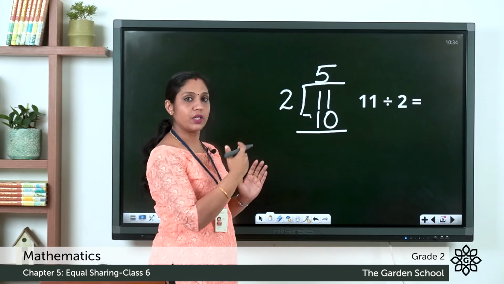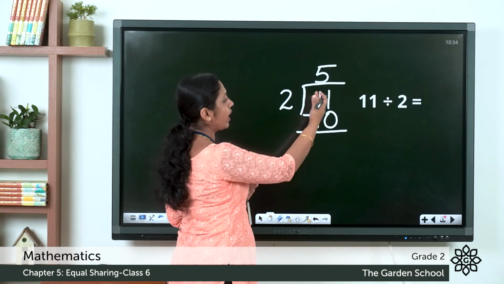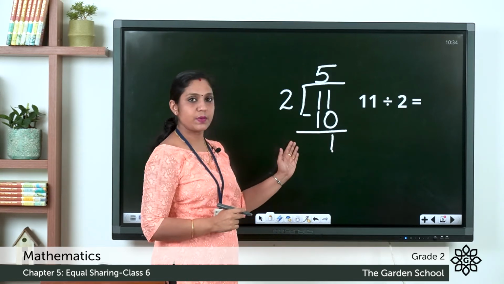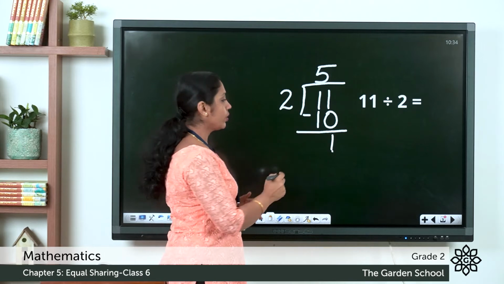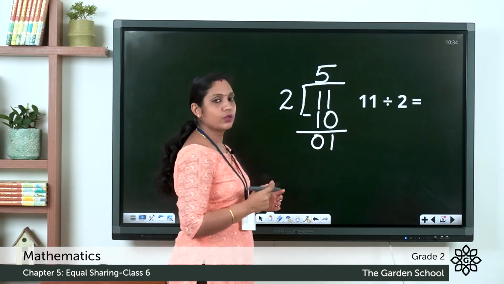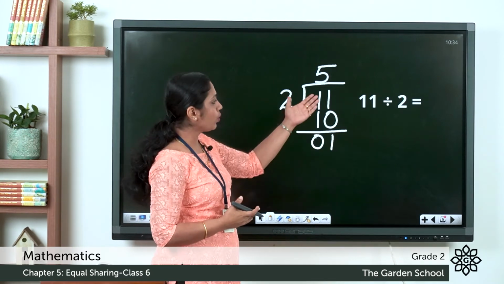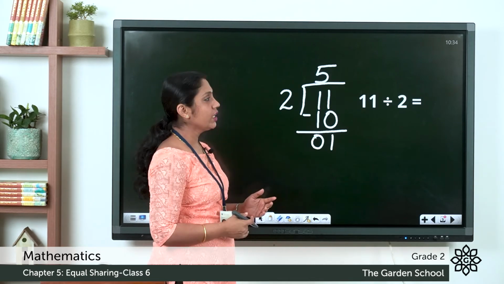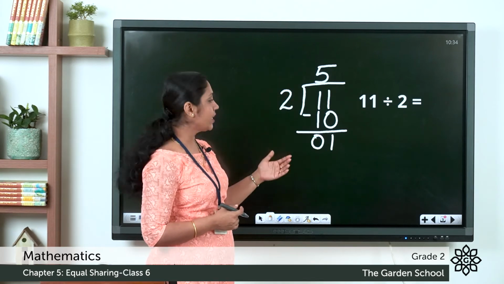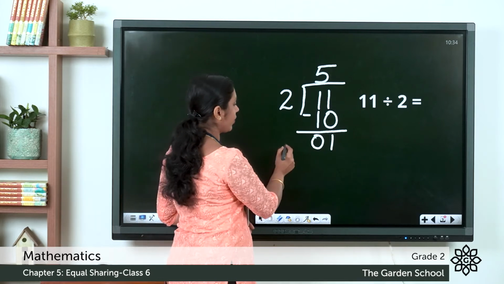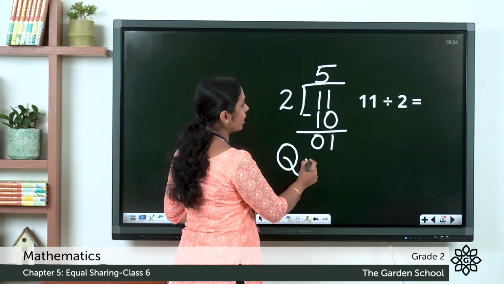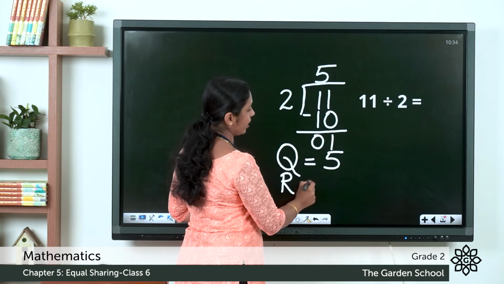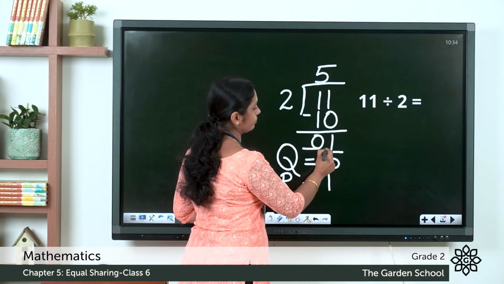Now subtract from the ones place first. So 1 minus 0 is 1. And in the tens place we have 1 minus 1, so it is 0. So our division is finished because there is no other number to divide. Now what is the answer? 11 divided by 2. Quotient is 5 and the remainder is 1. So you can write quotient, that is Q is equal to 5, and remainder R is equal to 1.